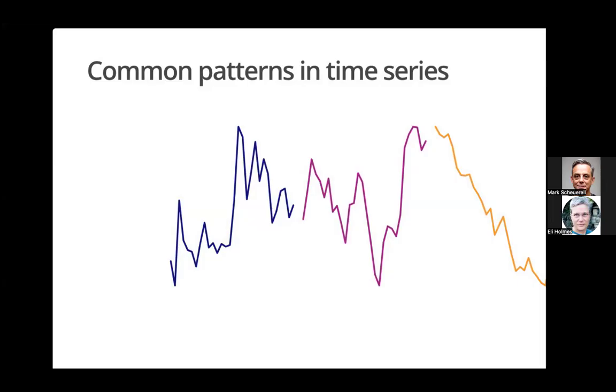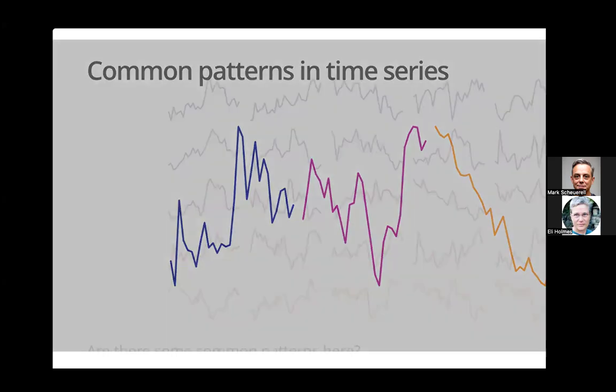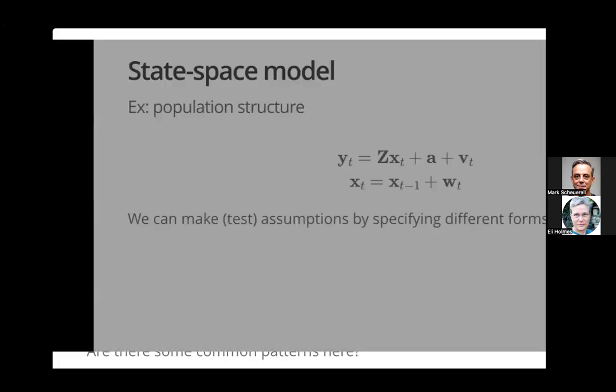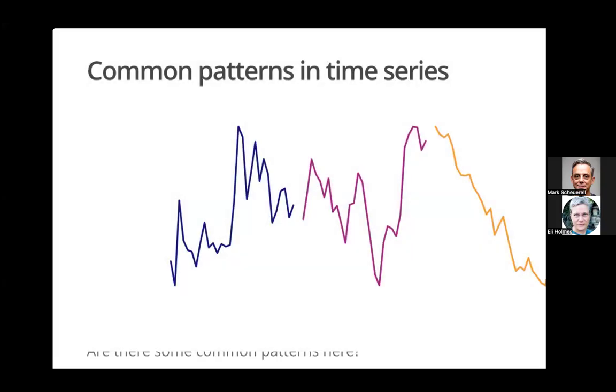So the idea is what we'd like to do sometimes, given a huge collection of time series like this, sorry, can we pull out what these common patterns are? Because this is often what we're most interested in, given a large sample of the environment.